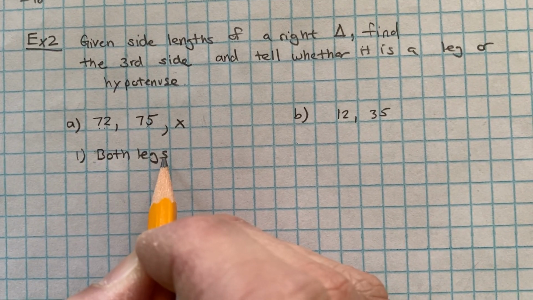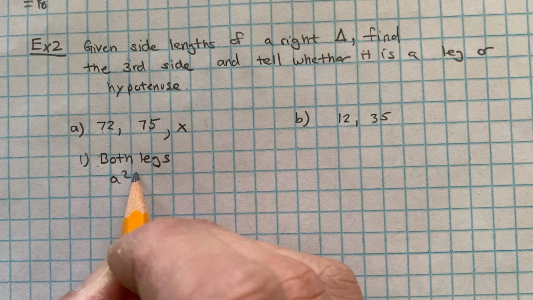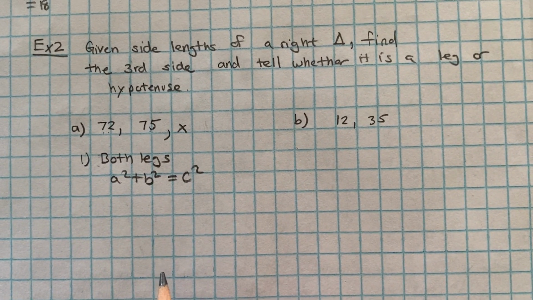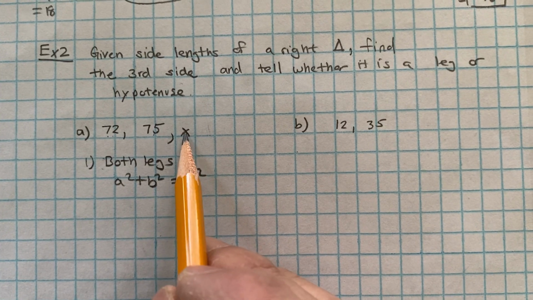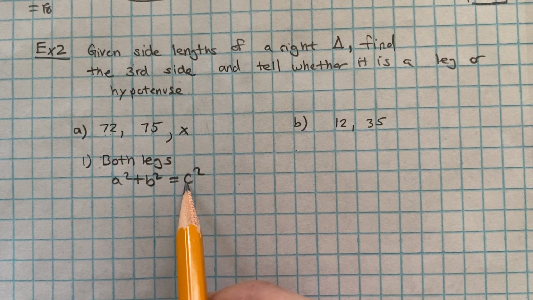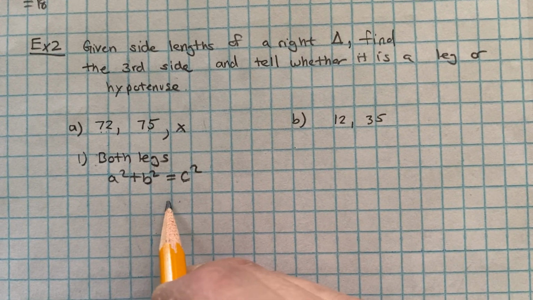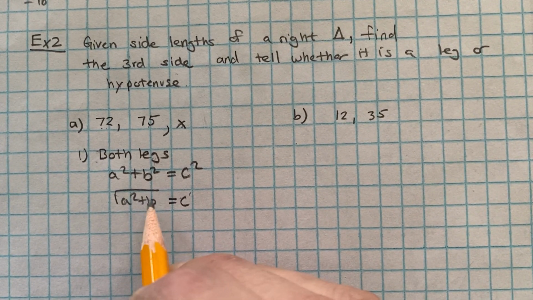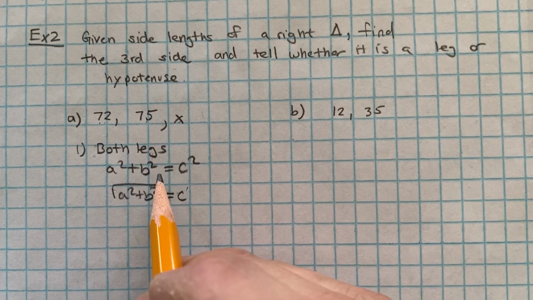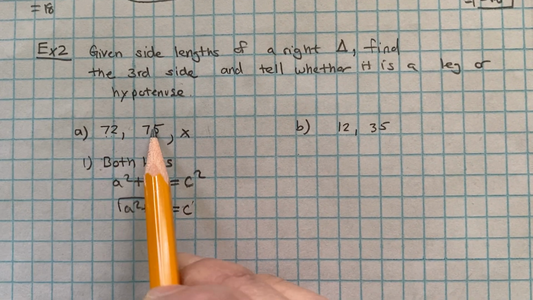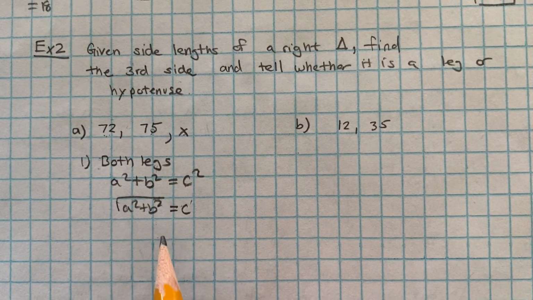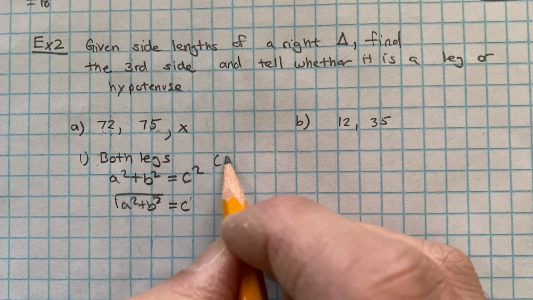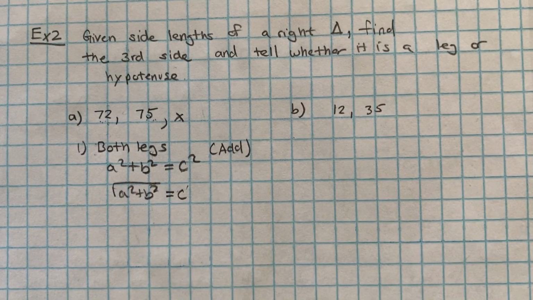If they're both legs, scenario 1, a squared plus b squared is equal to c squared. That means this third side length right here has to be the hypotenuse if they're both legs. And so you would take the square root of a squared plus b squared. So what I'm trying to state here is that if these numbers given to you are both legs, you basically have to add these two after you square them. So you have to add, okay?